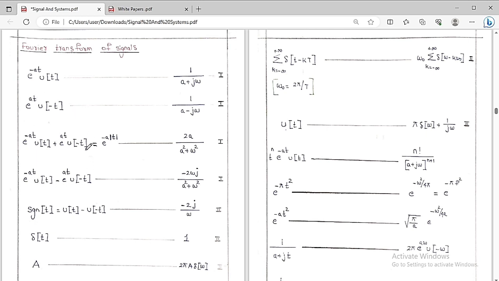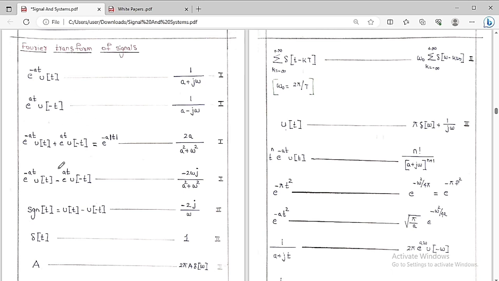Therefore we can say these are the energy signals, because the energy of a signal f of t is equal to the integration from t equals minus infinity to plus infinity of mod of f of t whole squared dt. If we figure out this area, if we figure out the energy, we are going to get a finite energy. Therefore we can say these are the energy signals.